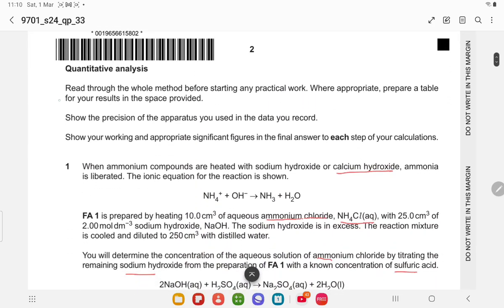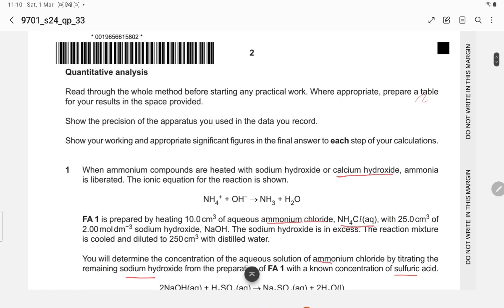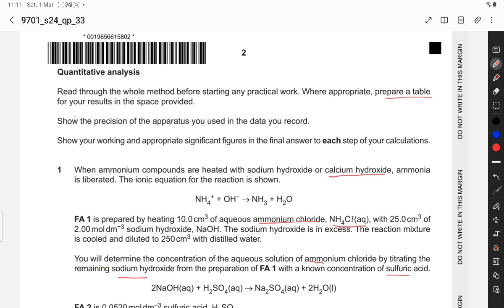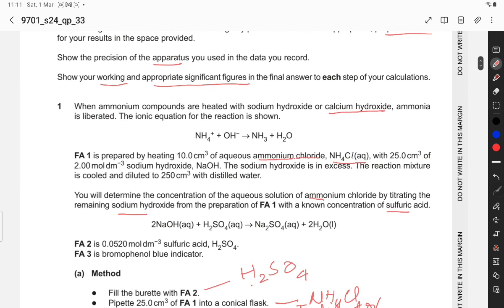These are the instructions which are very important to read out before starting this paper. Read through the whole method before starting any practical work. Where appropriate, prepare a table. This is very important. Prepare a table where appropriate for your results in the space provided. Show the precision of the apparatus you used in the data you record. Show your working and appropriate significant figures in the final answer to each step of your calculations.